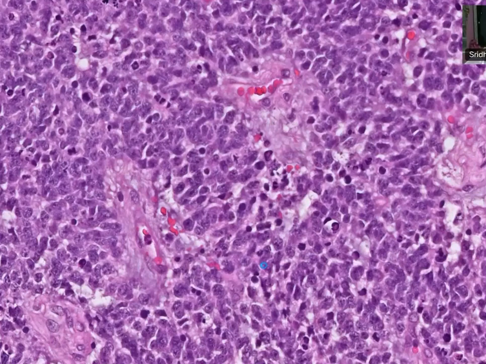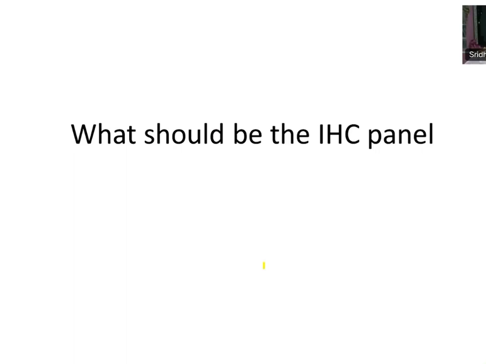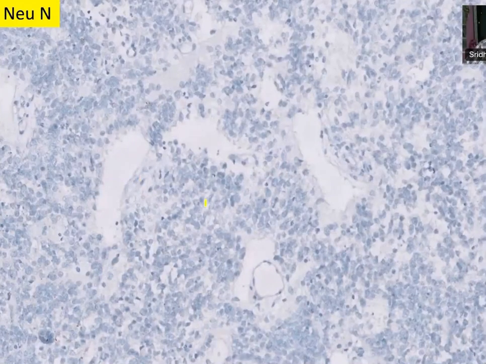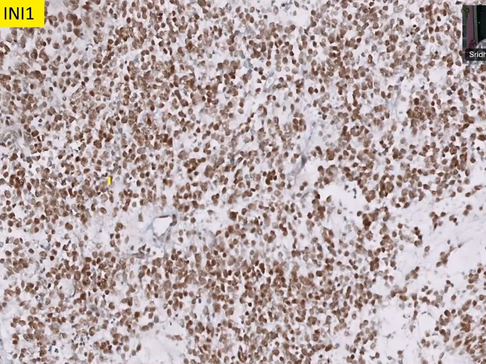So what should be your IHC panel? You have few entities which you can pick up as a specific entity based on IHC. What you described in the last case was INI1 and BRG. Would you like to do that first? Sir, in this, we can go for Lin28A directly. First, do the standard ones to prove it is this thing, and it's a neuronal tumor. First, you need to do the INI1, which is commoner.